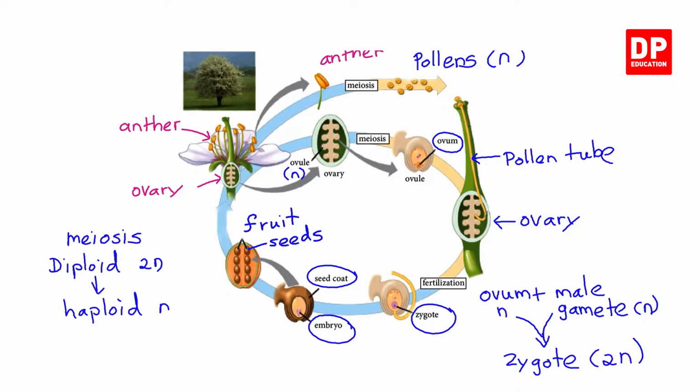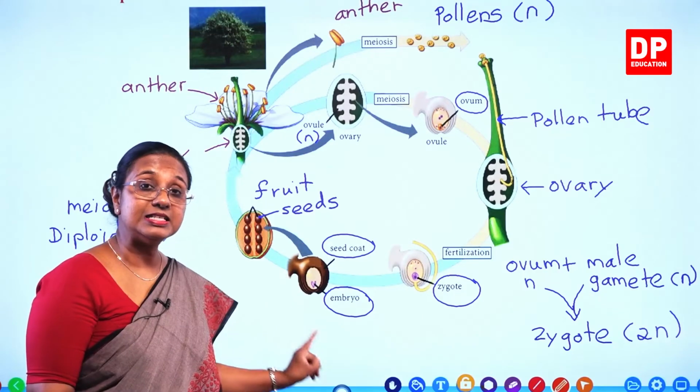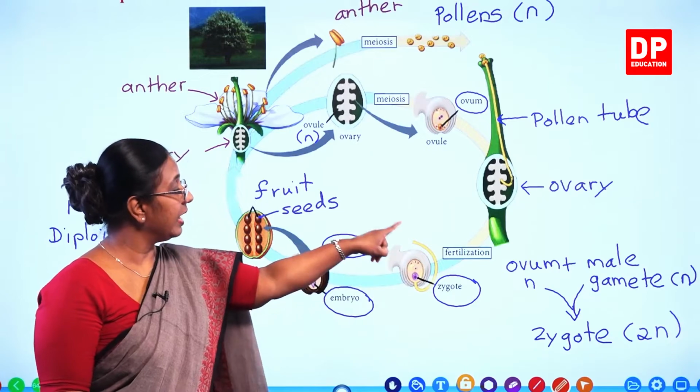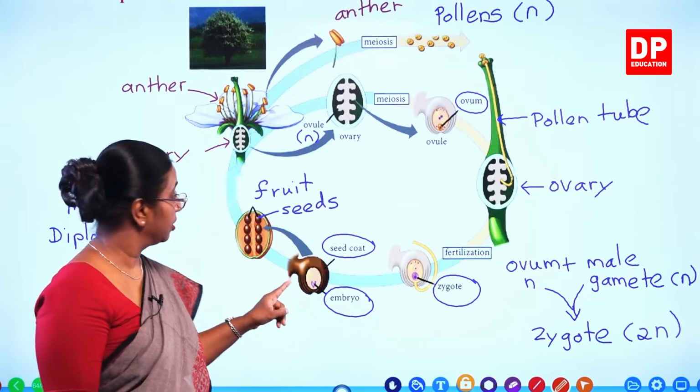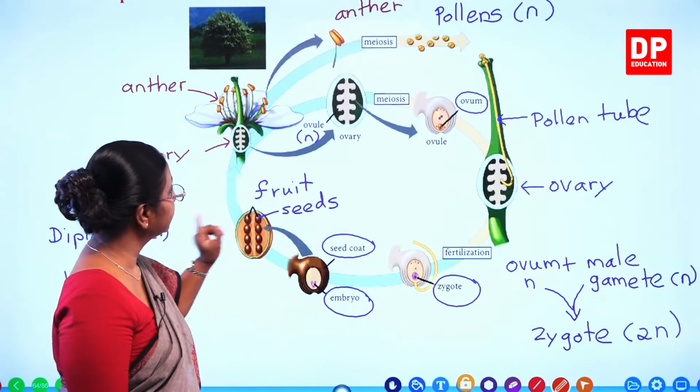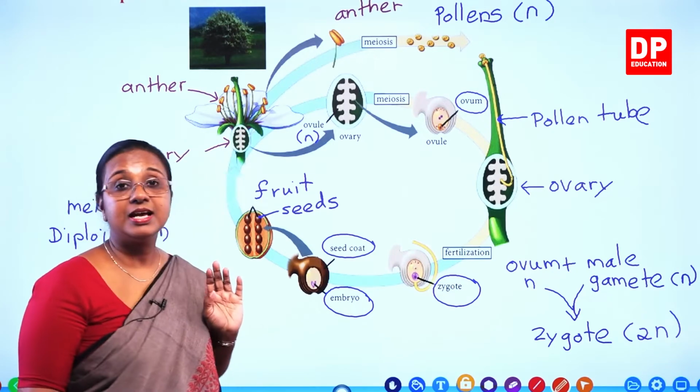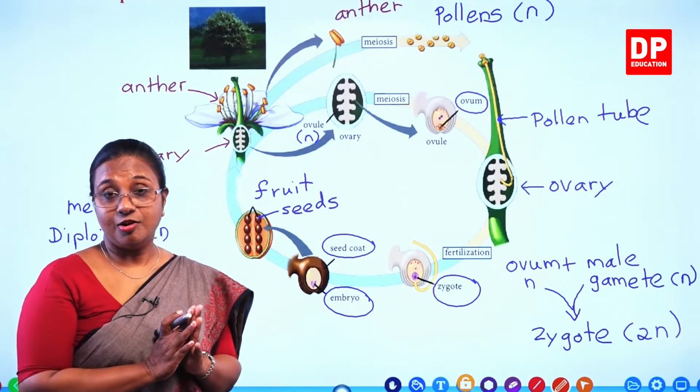The fertilized ovum is called the zygote. Then the zygote becomes the embryo inside the seed. So the seed is the ovule and the ovary becomes the fruit. So here again you can see fruit with seeds and again the process continues. Is that clear to you all?